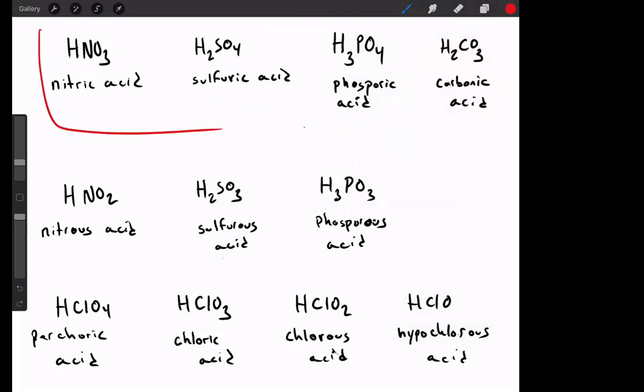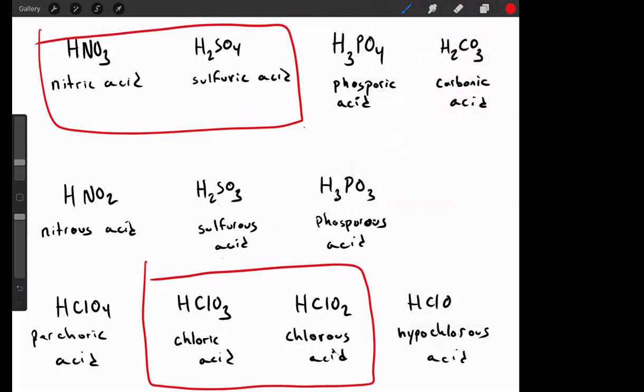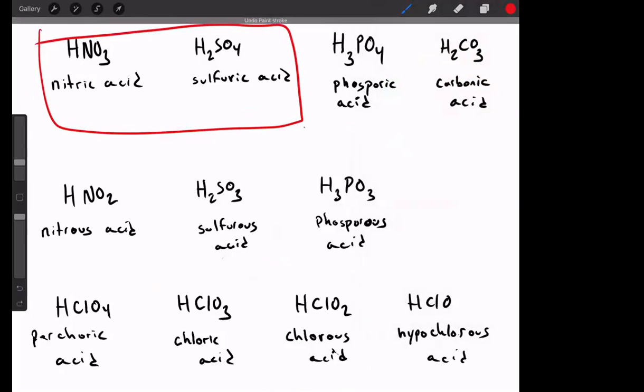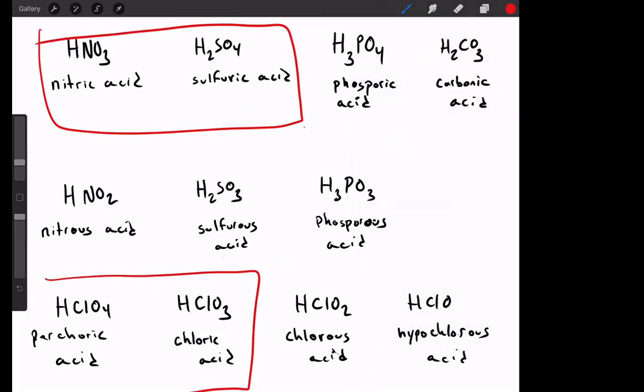Here are another 2, 3, 4. Oh, did that wrong. 3, 4. So what are the 7 strong acids again?